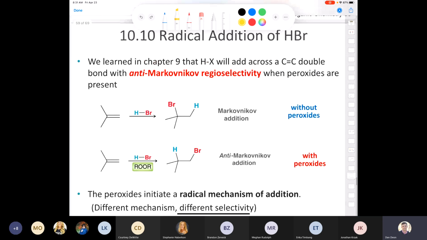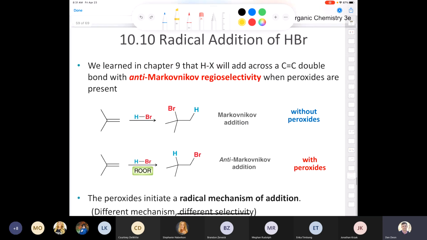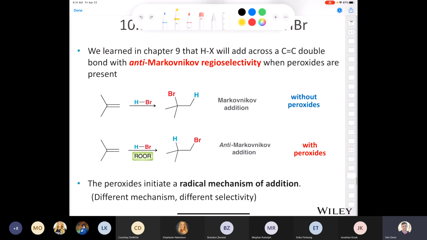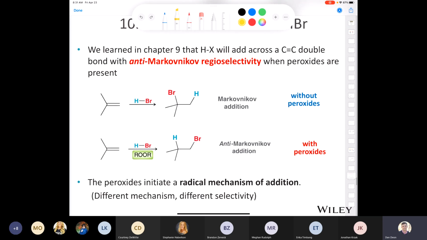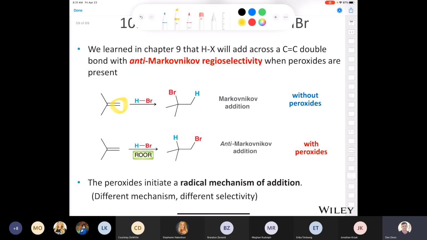Anyhow, let's talk about radical addition of HBr. This is a reaction that we learned way back in chapter 9. Remember this one? Remember we talked about if we have an asymmetrical alkene and we treat it with just some HBr, we get the Markovnikov addition, right? The rich get richer. This is the carbon that's richer in hydrogen, so it's the one that takes the hydrogen. The other one takes the bromine. Markovnikov addition, right? Well, what if we take HBr and we throw in some peroxides? Then we get anti-Markovnikov addition.